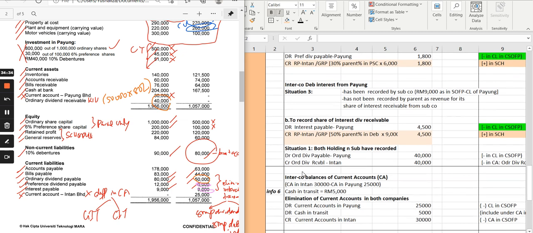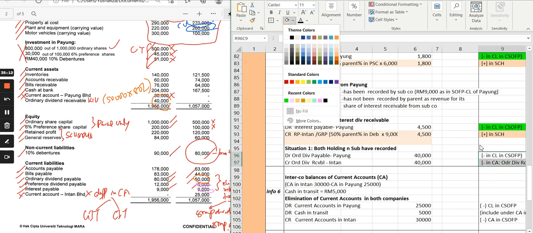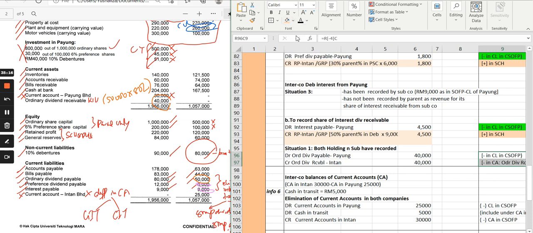And this is situation 1 where subsidiary and holding have recorded the dividend. Subsidiary has debited, the parent also has credited its retained profit. And now what you need to do is to go and eliminate the intra-group ordinary dividend by debiting the ordinary dividend payable of Payung, reduce it by 40,000 and eliminate this income receivable from the subsidiary company from the current asset section. So if you do that in your statement of financial position, that has to be adjusted by removing from assets and liabilities respectively.